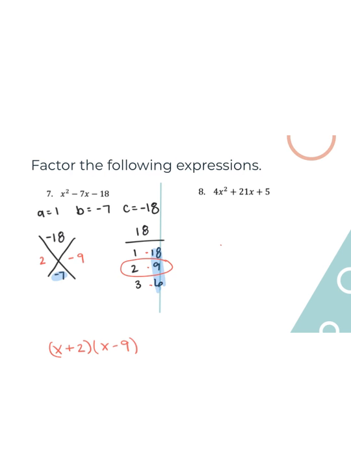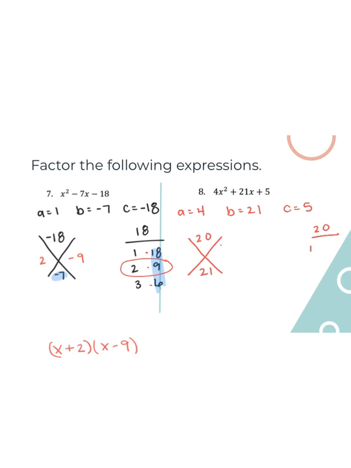Okay, let's look at the last one. I have 4x squared plus 21x plus 5. My a equals, okay, so we can't do the trick with this one because my a is a 4. It only works if your a is a 1. B equals 21 and c equals 5. I'm going to factor that out. 5 times 4 is 20. And this is 21.